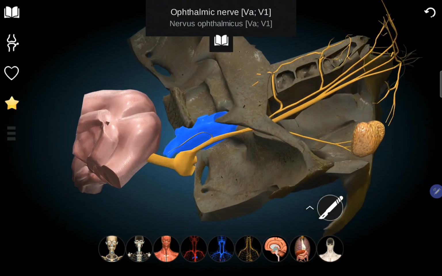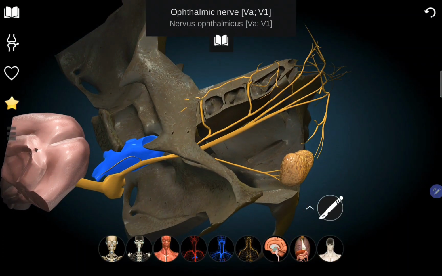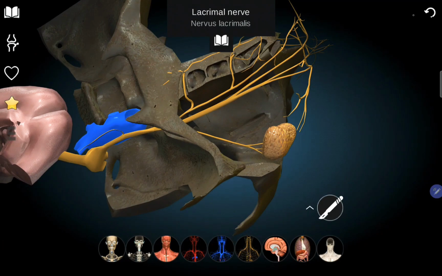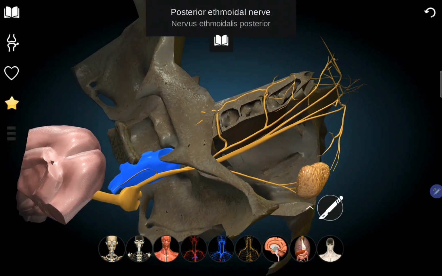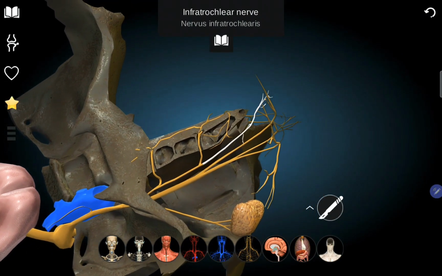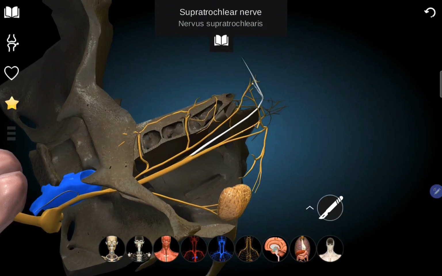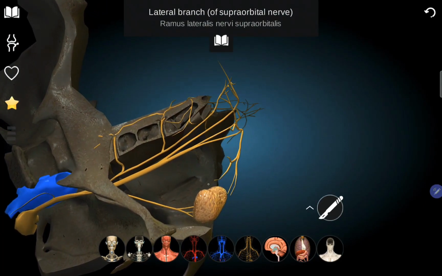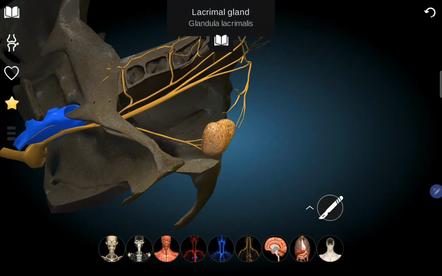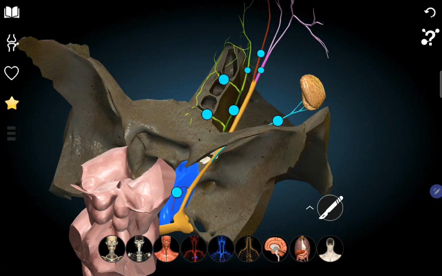We have studied three branches: the nasociliary branch, the frontal branch, the frontal nerve, and the third division, which is lateral most, the lacrimal nerve. The nasociliary branch gives rise to the posterior ethmoidal, anterior ethmoidal, and infratrochlear nerves. The second one, the frontal nerve, gives off the supratrochlear branches as well as the supraorbital. Then we have the lacrimal nerve, which supplies the lacrimal gland. So these are the sensory divisions of the ophthalmic division of the trigeminal nerve.